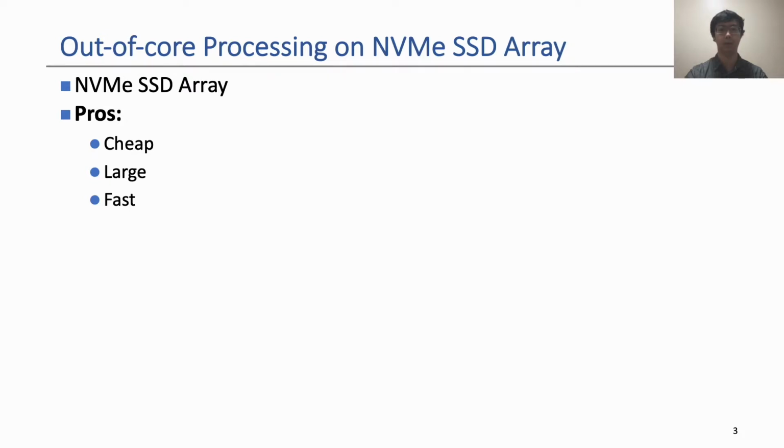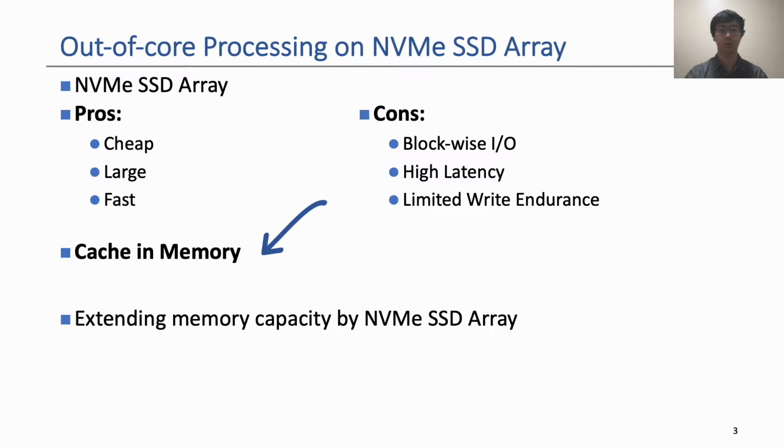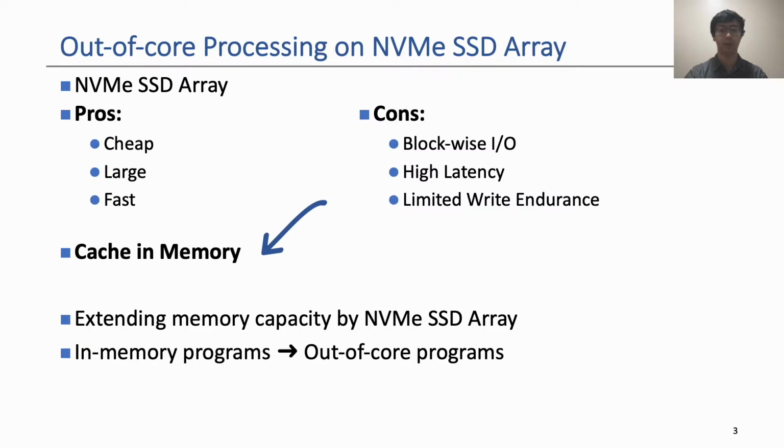NVMe SSD arrays are cheap, light, and fast. However, they still suffer from block-wise I/O operations, high latency, and limited write endurance. Caching data in memory can help to mitigate these drawbacks. An efficient cache system can extend the memory capacity with NVMe SSD arrays, and also, in-memory programs can support out-of-core processing to handle data sizes larger than memory.